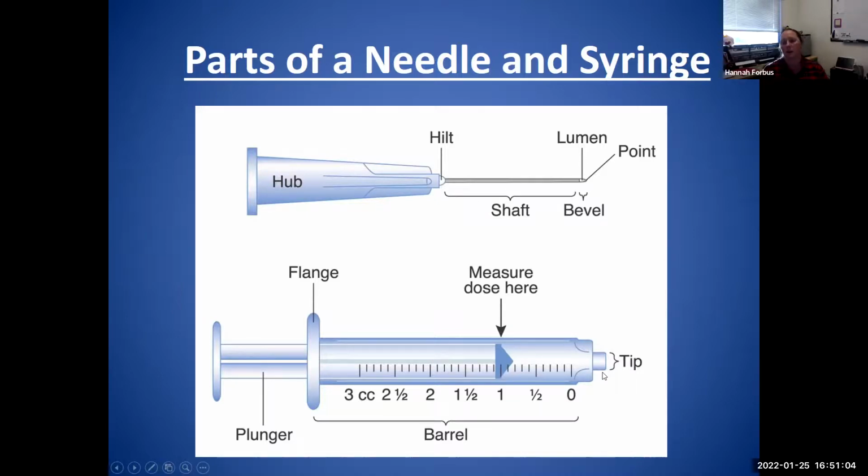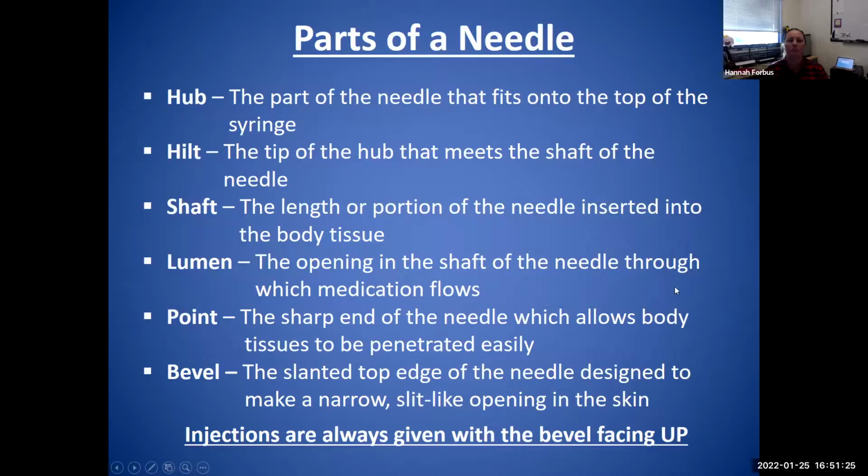Okay, some of the syringes you'll see have a luer lock mechanism. So the tip actually has some threadings on it, like a screw. And the hub of the needle will have threadings that match on the inside so that it actually screws into place on the syringe. Okay, so we discussed all of those.